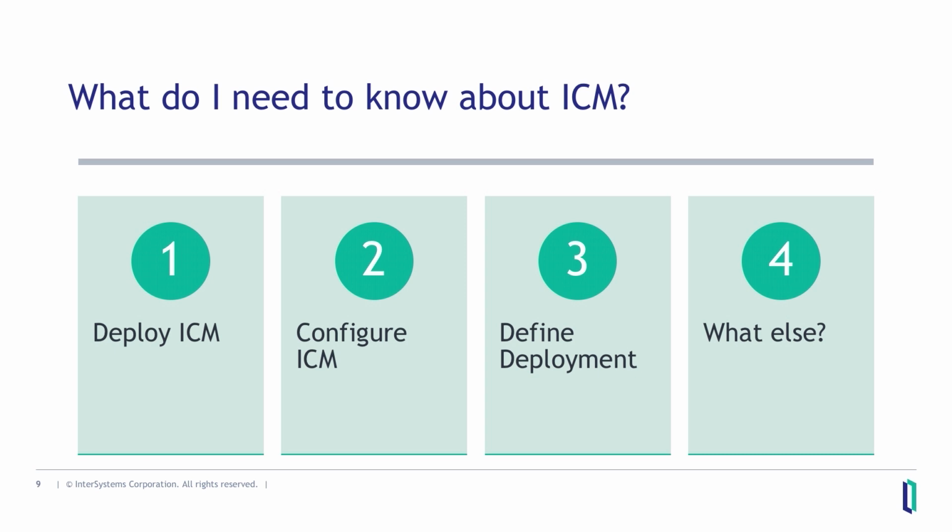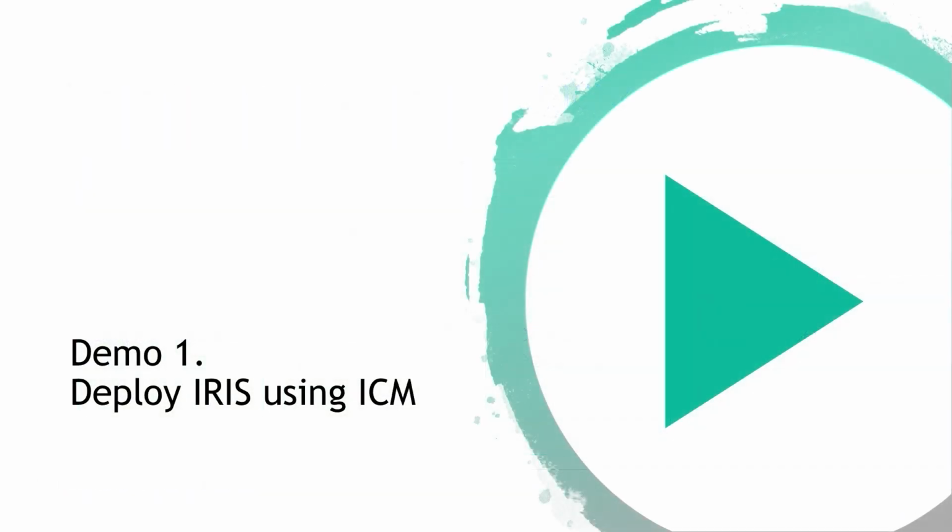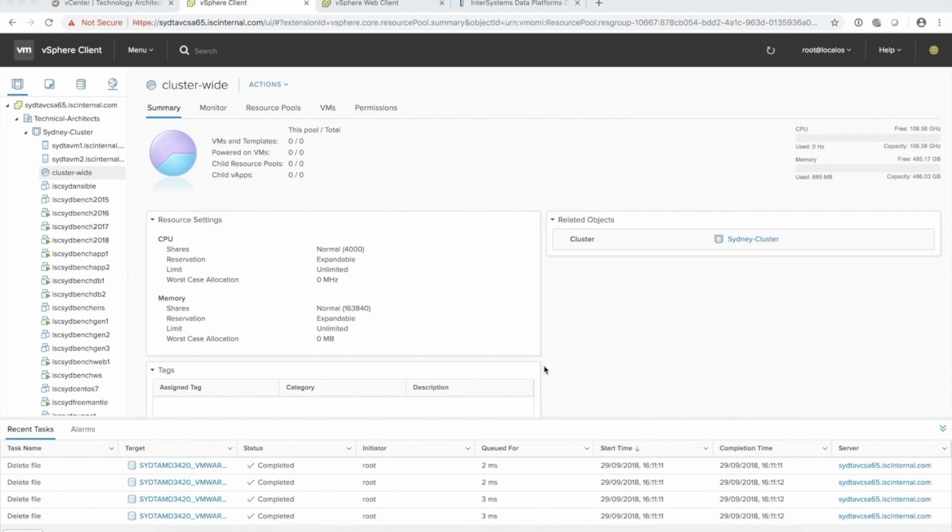So as we go through for ICM, I'm going to talk about how we deploy it, configure it, define it, and then I'm going to talk about where next, and what other things you should look at. The key is that ICM itself is deployed in a container. So when you download it, you get it in a container. So I'm going to just show you a demo.